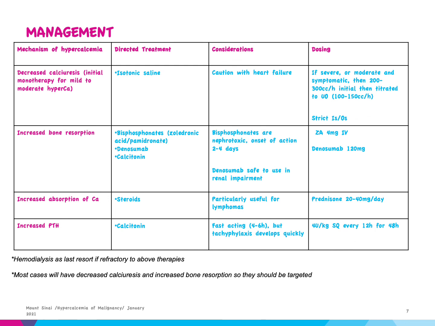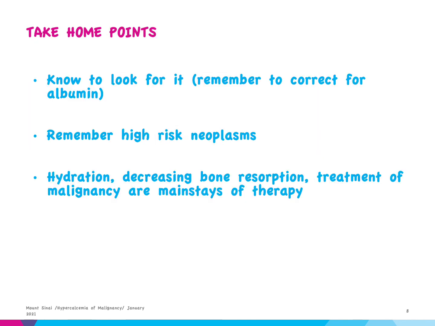And with increased PTH production, you have calcitonin as well. So you can use 4 units per kilogram sub-Q every 12 hours for 48 hours, since, like I said, it causes tachyphylaxis. And hemodialysis is used as a last resort, if refractory to the above therapies. Most cases will have decreased calciuresis and increased bone resorption. So like we mentioned, they should be targeted.